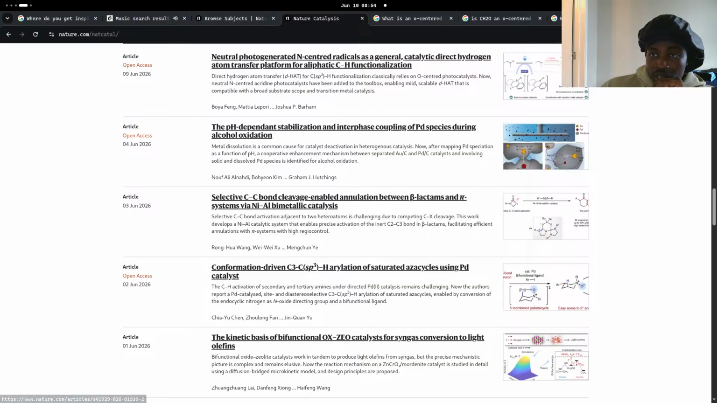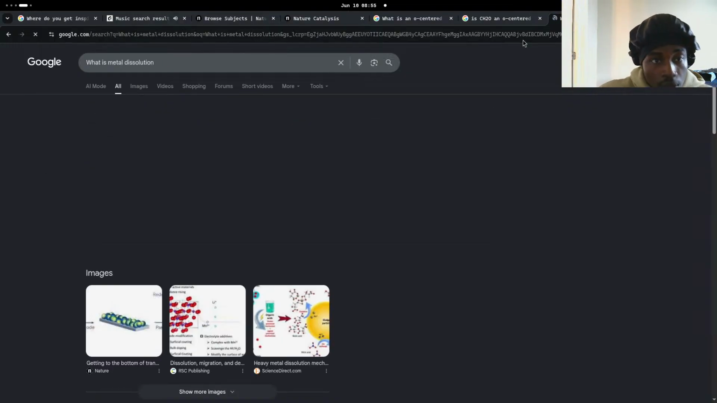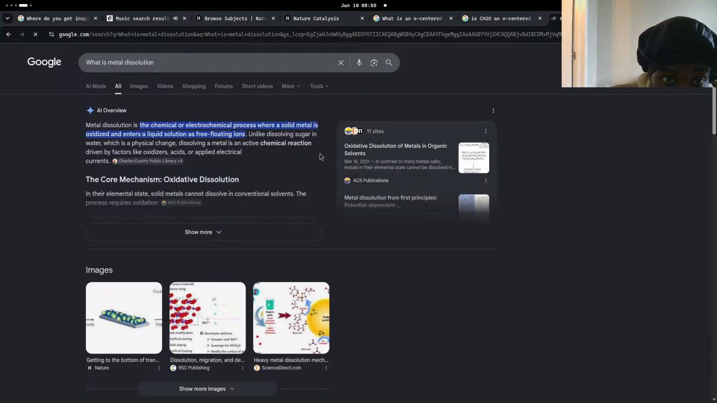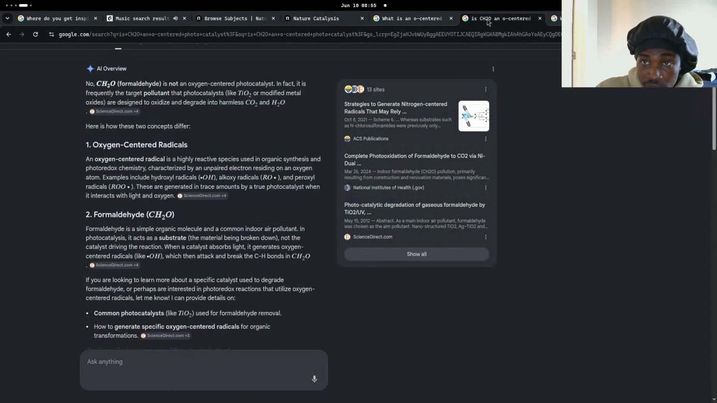What is metal dissolution? Metal dissolution is the chemical or electrochemical process where a solid metal is oxidized and enters a liquid solution as free floating ions. So if we apply what we've seen so far, metal dissolution, which is when the metal gets oxidized and turns into a free floating ion, is a common cause for catalyst deactivation, when a catalyst is slowly reduced in its catalytic activity over a period of years.